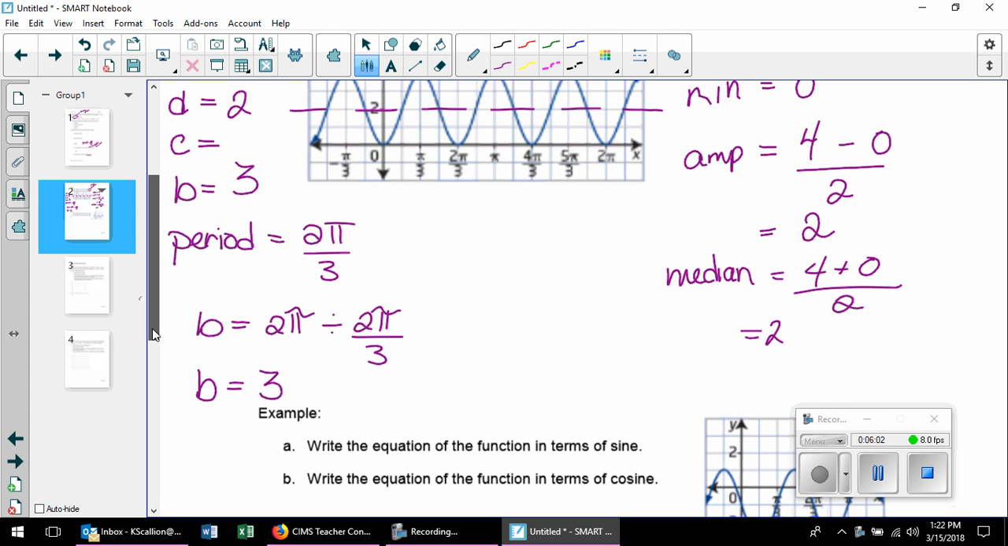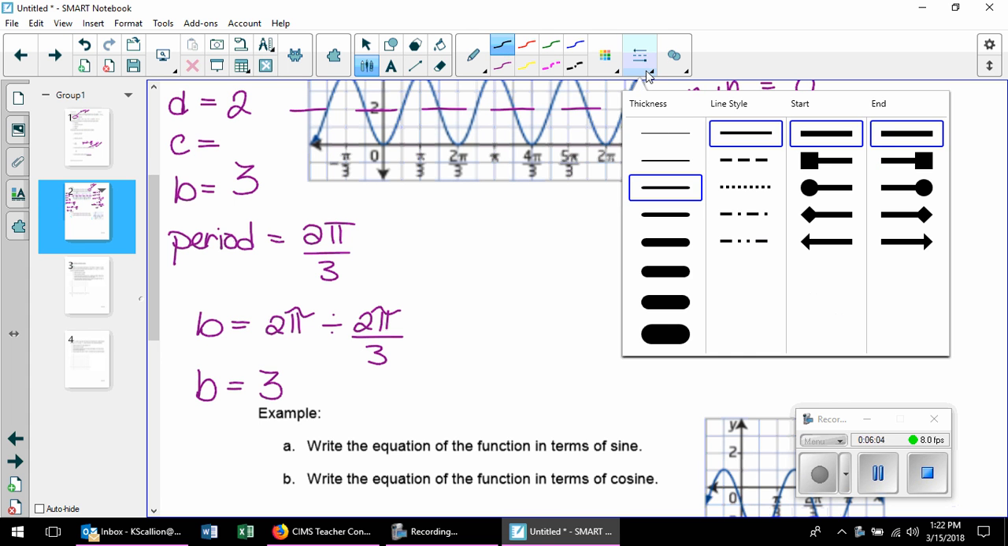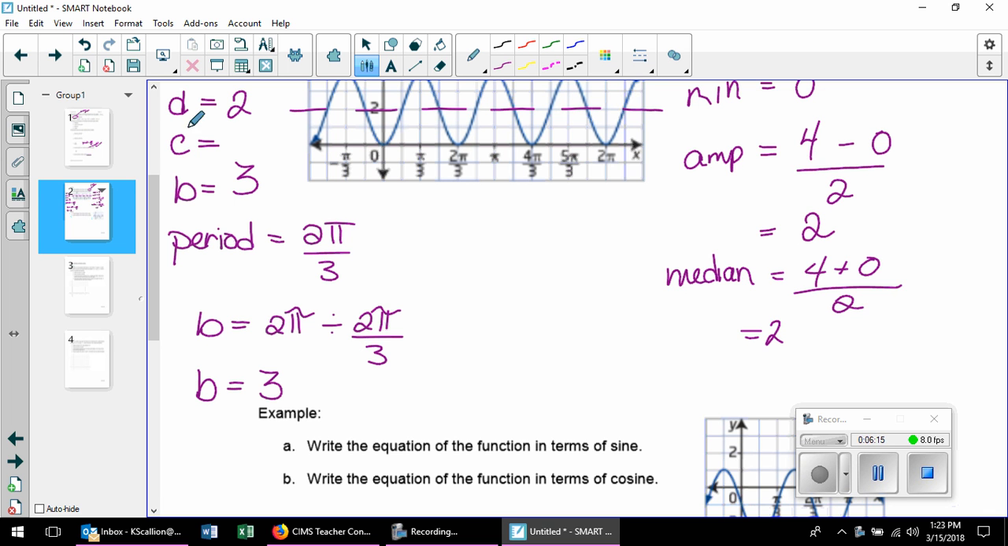So now C is going to change whether C matters. A, B, and D don't matter if it's not sine or cosine. They're going to be consistent. C matters to what type of equation I'm writing. So that matters, and the only thing that matters is sine or cosine.